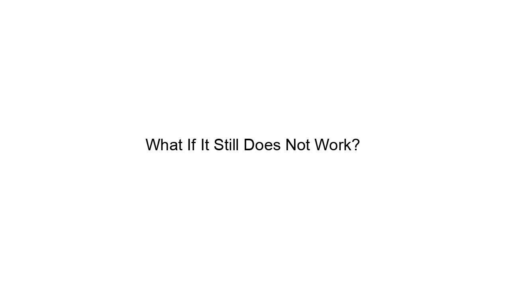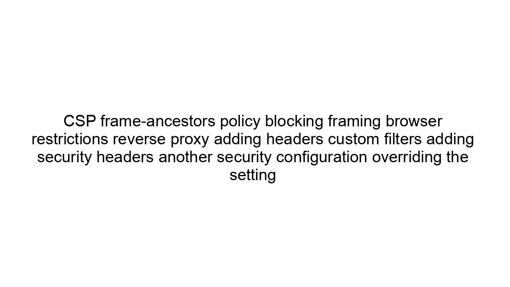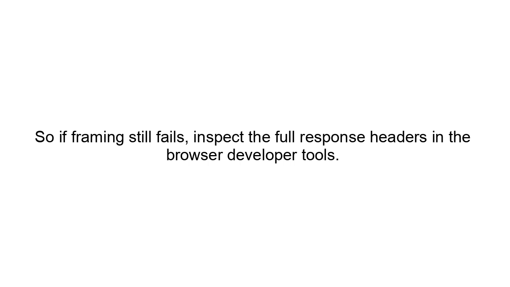What if it still does not work? If disabling or changing frame options does not solve the issue, other causes may exist. Possible reasons include CSP frame-ancestors policy blocking framing, browser restrictions, reverse proxy adding headers, custom filters adding security headers, or another security configuration overriding the setting. Example concept: X-Frame-Options disabled, but something else still blocks iframe rendering. So if framing still fails, inspect the full response headers in the browser developer tools.